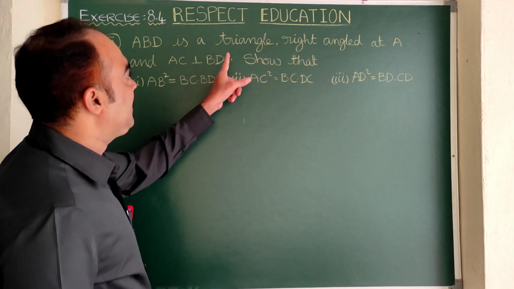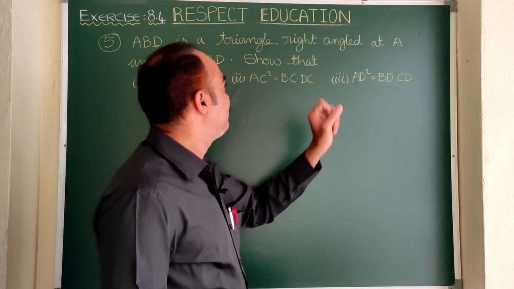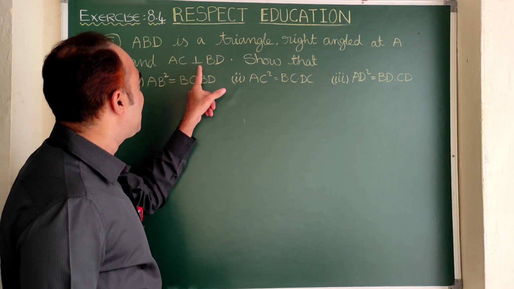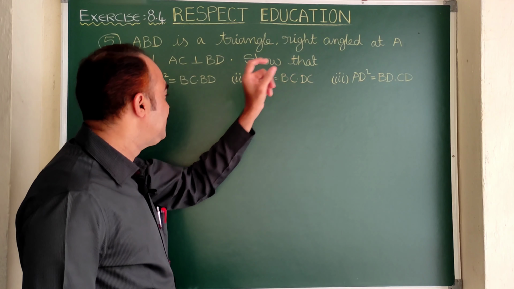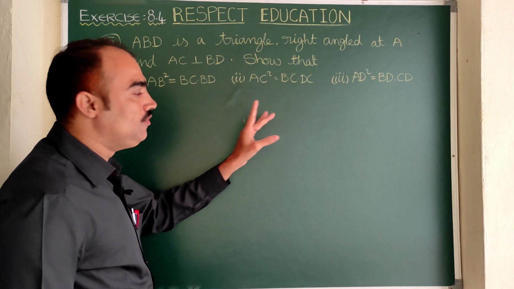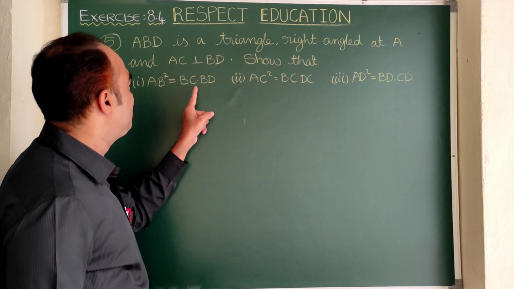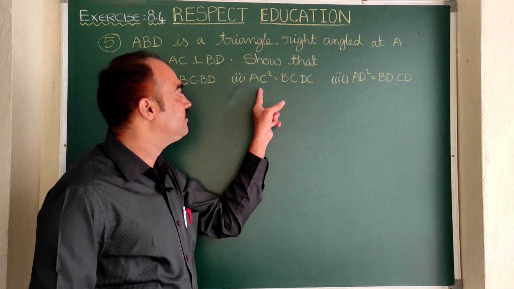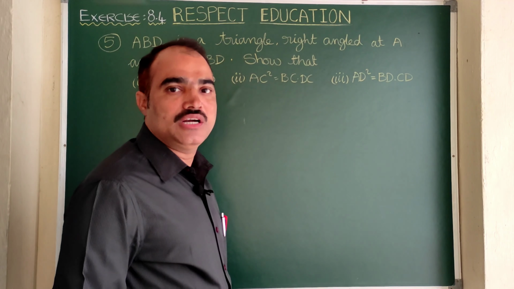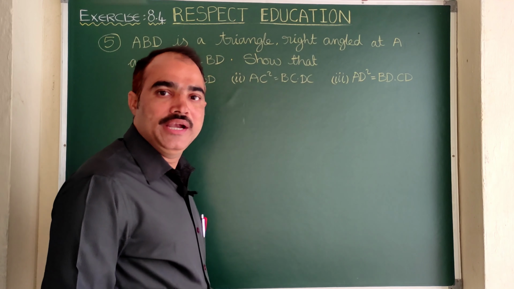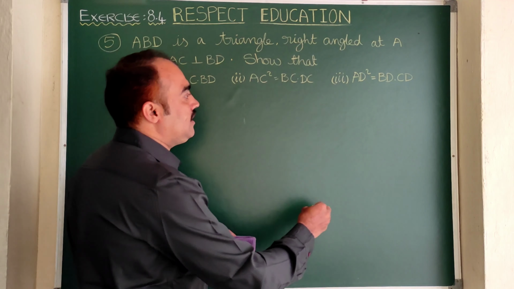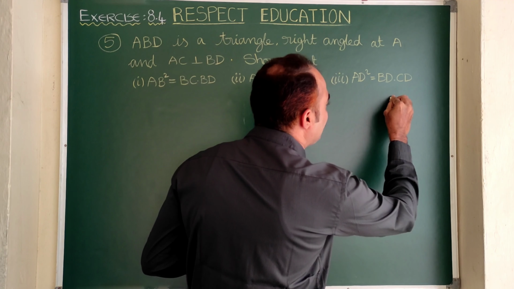ABD is a triangle right angled at A and AC is perpendicular to BD. Show that, there are 3 bits to be proved. First one is AB square equal to BC into BD, second one is AC square equal to BC into DC, and third one is AD square equal to BD into CD. So first let us draw a suitable diagram for this question.